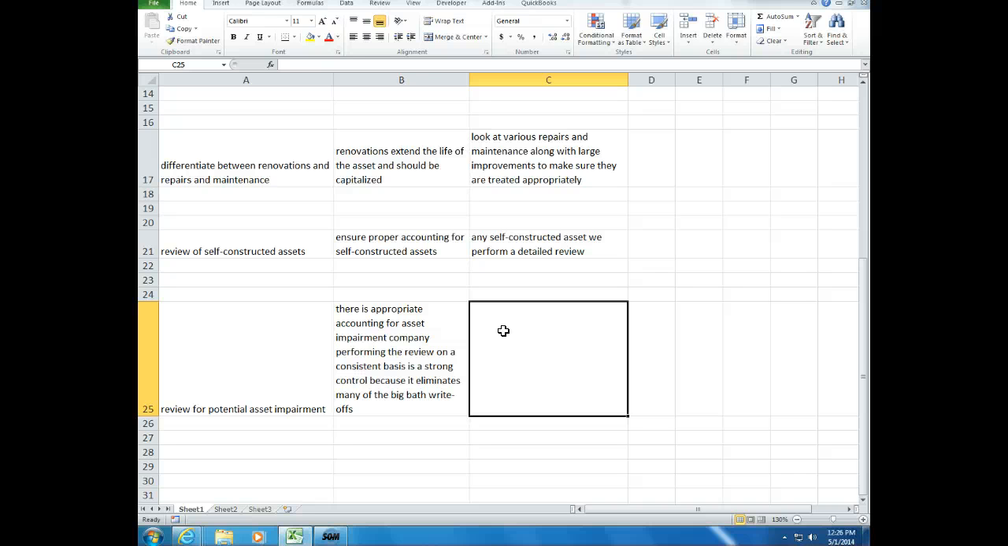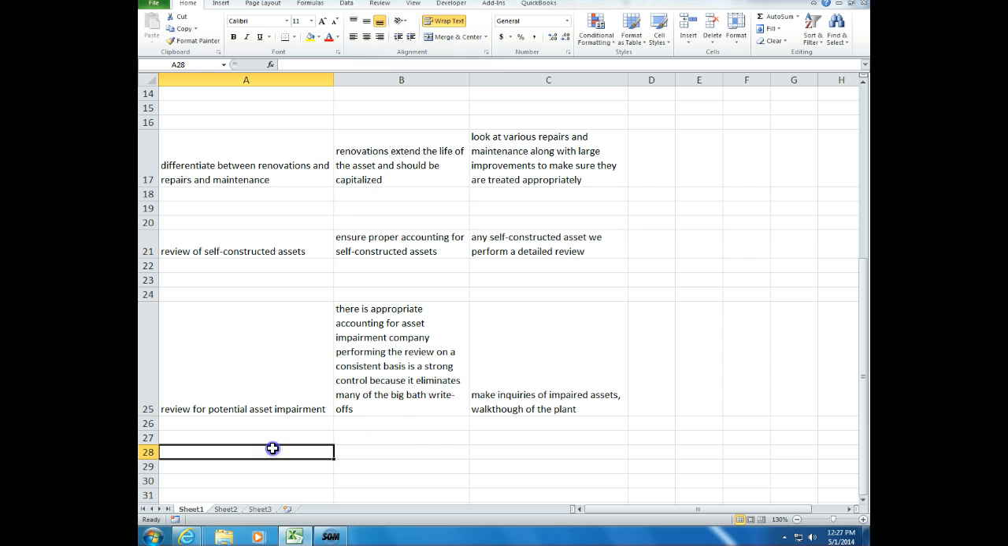What happens if this control is not working? Make inquiries of impaired assets, take a walkthrough of the plant. Okay, same things here.